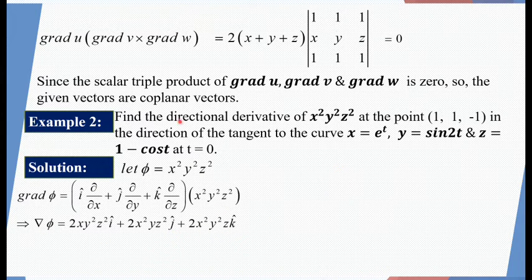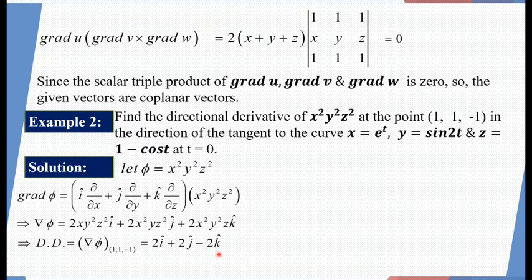Now we have to find the directional derivative at this particular point. So first we find grad phi at the point 1, 1, minus 1. When we put x equals 1, y equals 1, z equals minus 1, then x y square z square converts into 1, so 1 into 2 is 2. Again x square y z square converts into 1, so 2. And x square y square z converts into minus 1, so minus 1 into 2 is minus 2. So grad phi at the point is 2i plus 2j minus 2k.